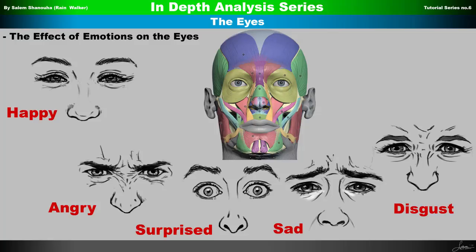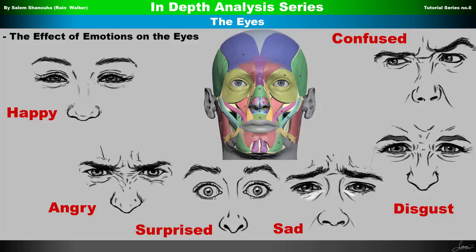In the disgust emotion, we have the depressor and the procerus pushing the nose and the eye toward the center of the nose ridge. And finally, in the confused emotion, we have one side of the frontalis muscles pulling one eye up, raising up the eyebrow from one side, while the rest of the muscles push the eyes toward the center in between them.